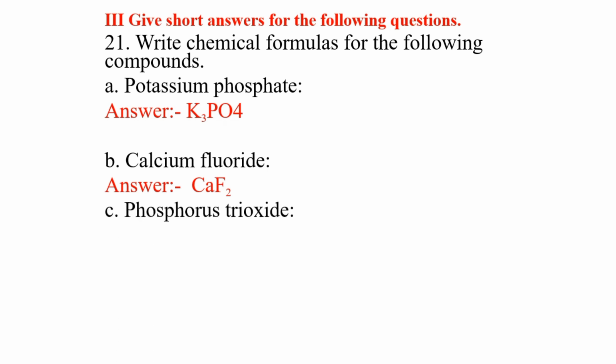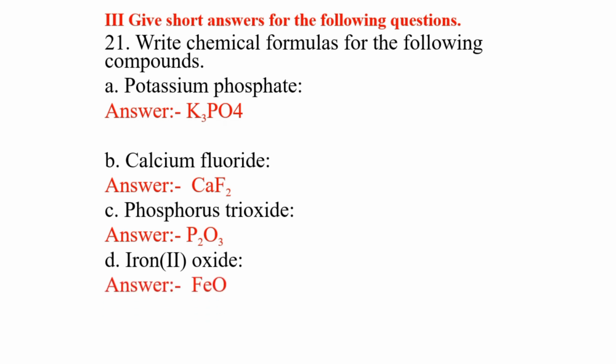Phosphorus trioxide. The formula for phosphorus trioxide is P2O3. Iron 2 oxide. The formula for iron 2 oxide is FeO.